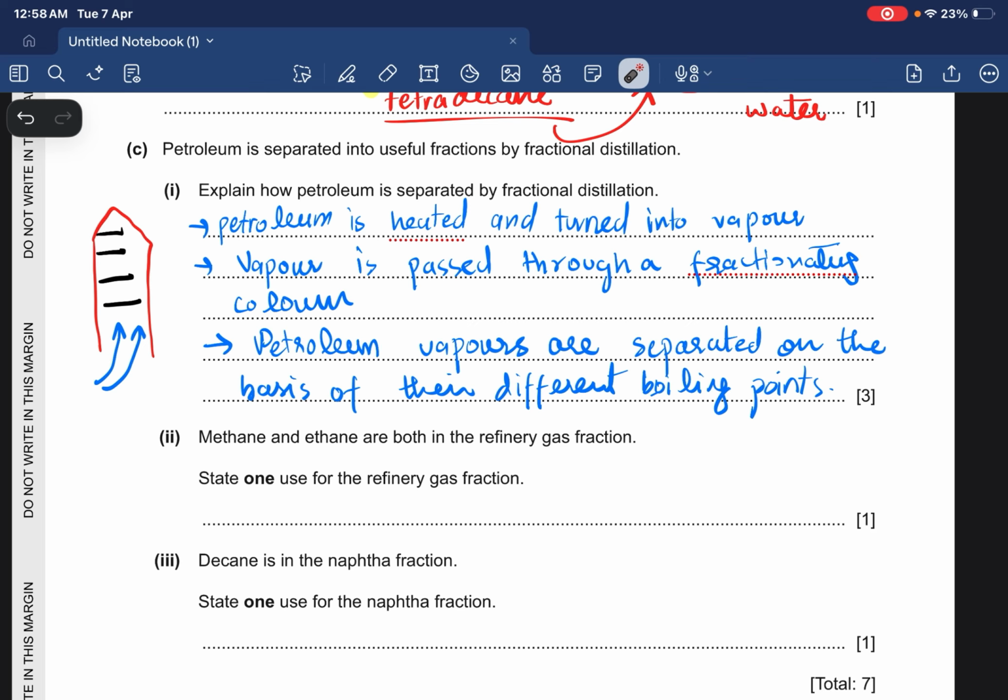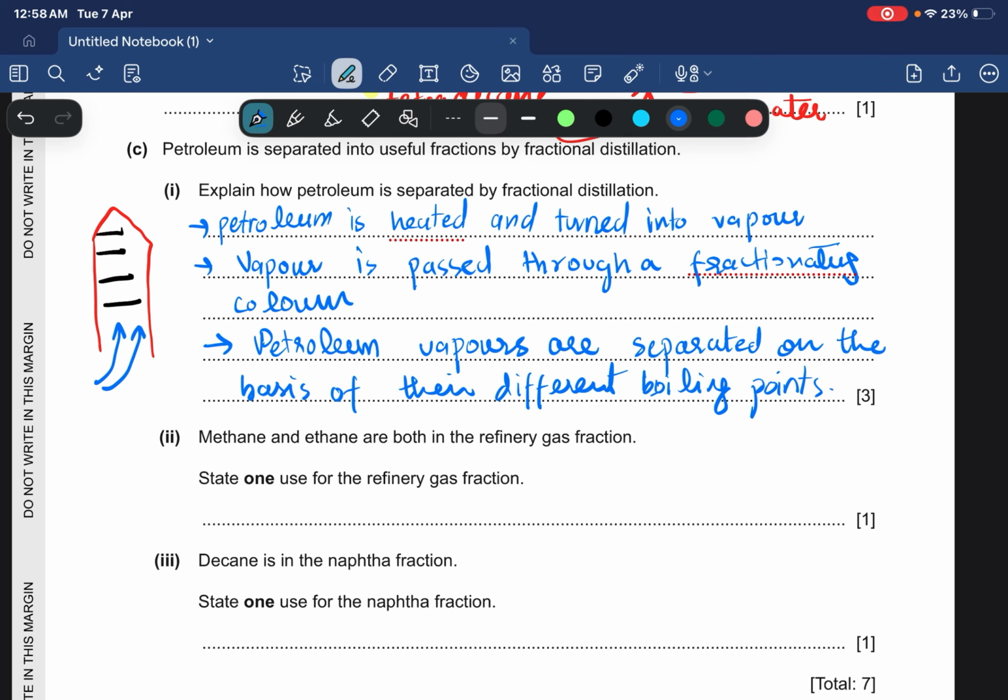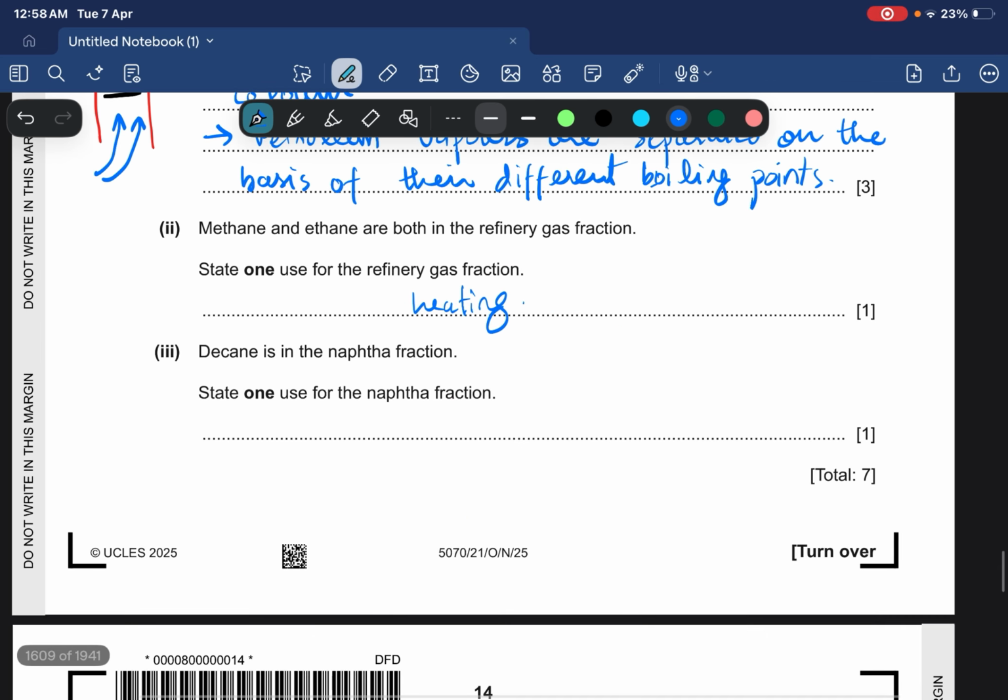Methane and ethane are both refinery gas fractions. State one other use of refinery gas. Okay, one use of refinery gas is heating, cooking. That's all you have to learn. Decane is in the naphtha fraction. State one use of the naphtha: chemical feedstock, right? You have to learn it from the syllabus. I've learned this all from the syllabus. That is no rocket science. For bitumen, it's roads. For lubricating oil, it's lubricating machinery and all that stuff. For kerosene, it's jet fuel. For fuel oil, it's ship fuel and all that stuff you have to learn.